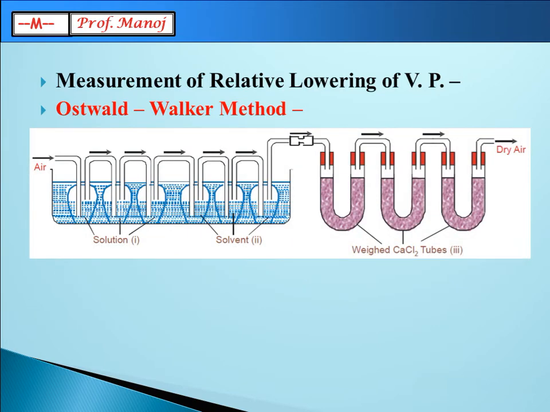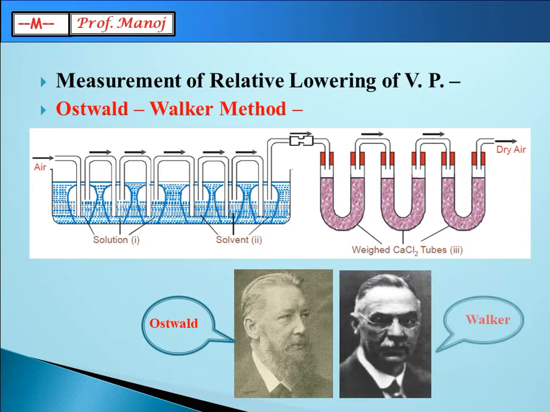Ostwald and Walker had made an arrangement like this. In the diagram you can see, on the left hand side, the air is passed through solution contained in 3 containers. Then there are 3 bulbs containing solvent, and finally it is passing through the calcium chloride tube. Observe a very interesting thing in the diagram. At the extreme right, you can see dry air is coming out. That means whatever water vapor moisture has been picked up is completely transferred to the calcium chloride tubes. This method was discovered by Ostwald and Walker.